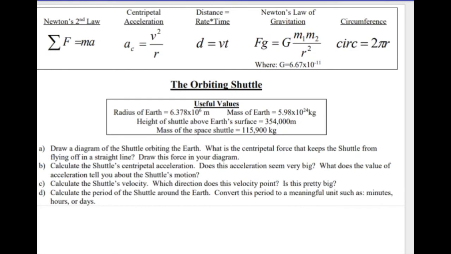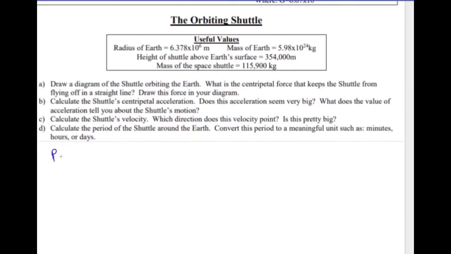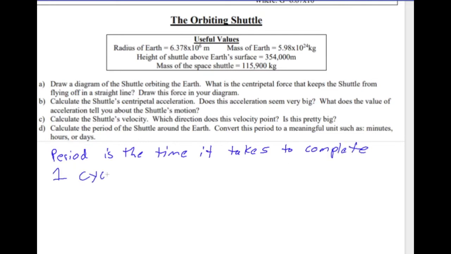Now let's take a look at letter D. And letter D wants us to calculate the period of the shuttle around the Earth and convert this period into meaningful units such as minutes, hours, and days. So let's go ahead and do that. Well, first thing we need to think about is this new word, period. We haven't talked about it before, but basically a period is just the time it takes to complete one cycle. So if I were to ask you, what is the period of the Earth around the sun? Well, the answer to that would be 1 year, right?